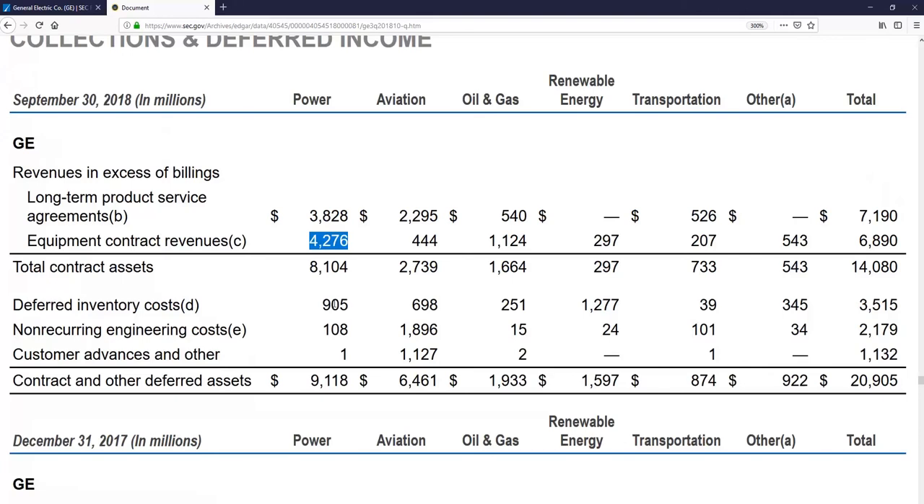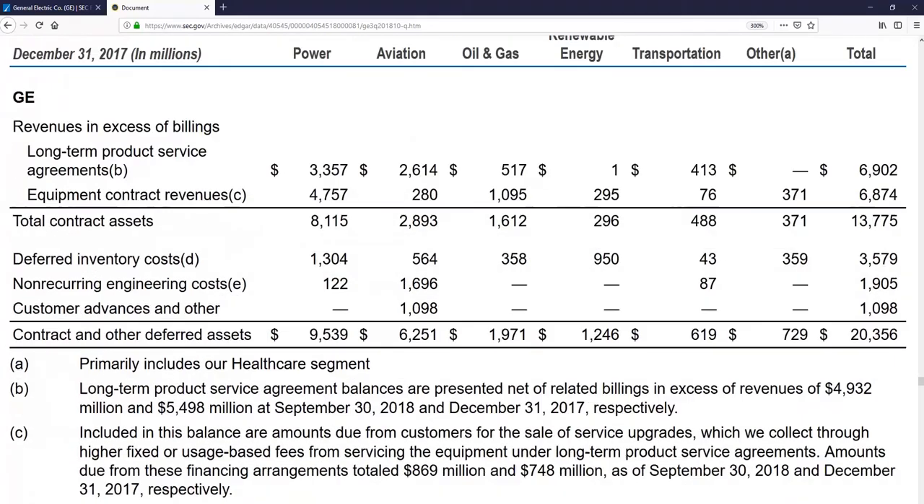So the rest of this stuff, deferred inventory costs, we're not going to include that. Non-recurring engineering costs, we're not going to include that. Customer advances, we are not going to include that. So what we're looking at are these numbers here, and as you can see, for aviation, that number gets pretty big. That's non-recurring engineering cost. Let's look at note E and see what that says here.